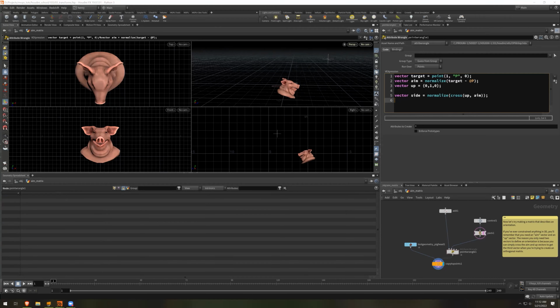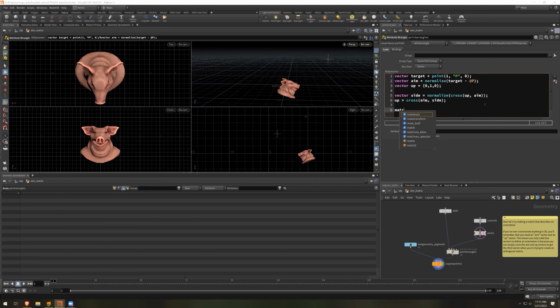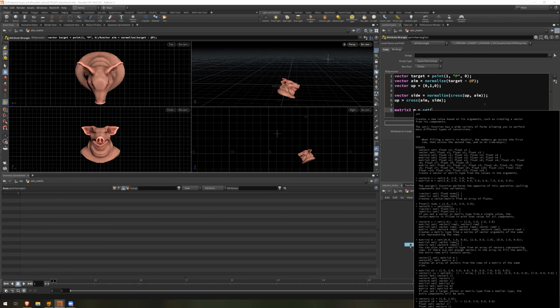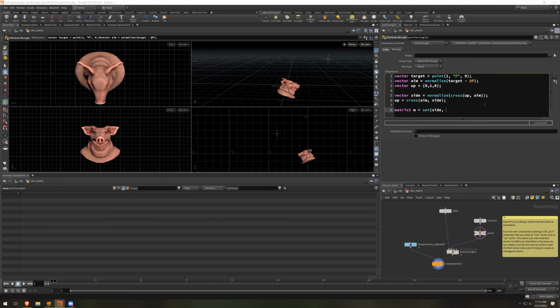So again, the way that we do this is through more cross products. So really quick, I'm going to say up is equal to the cross product of the aim vector, which we're prioritizing, and this new side vector that we created. So up is not going to be perfectly world up. It's going to be something else that we made up. Now I'm going to make this matrix. So matrix 3 M is, again, we're going to use set, and we're just going to say side, up, aim.